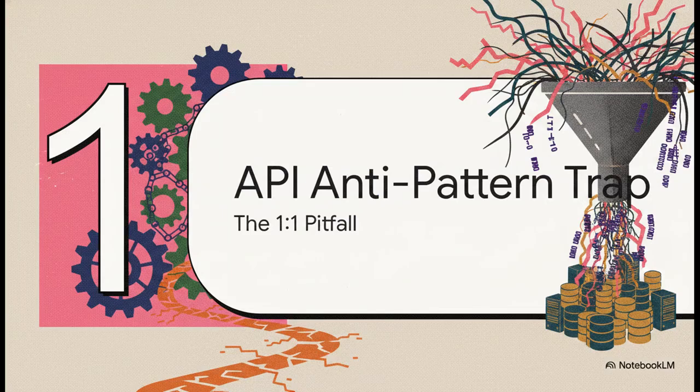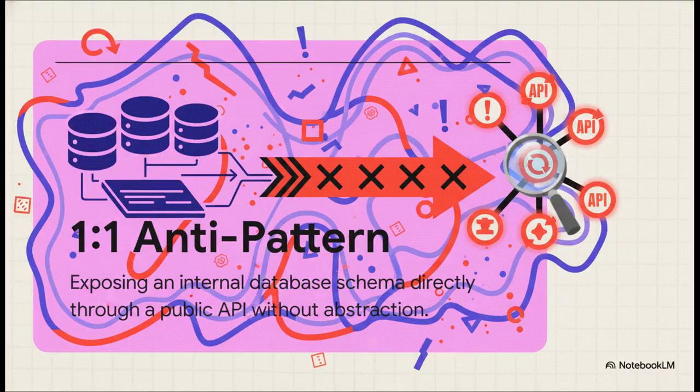Okay, let's dive right into Section 1, the API anti-pattern trap. We are starting with arguably the most dangerous pitfall in back-end engineering. We call this the one-to-one anti-pattern. Now, it seems like a brilliant shortcut in week 1 of development, right? But by year 1, it's the exact reason your team is crying into their keyboards at 2 a.m.